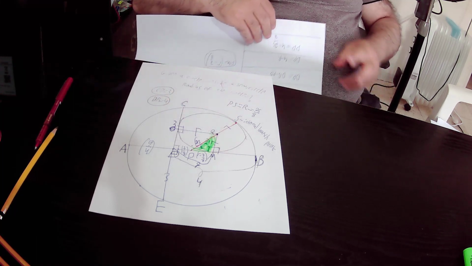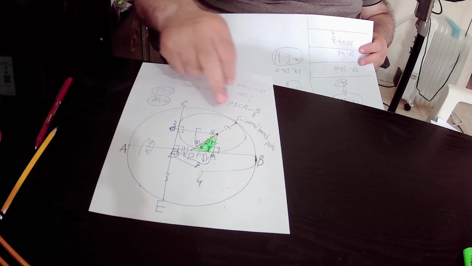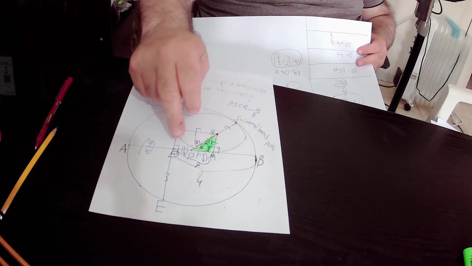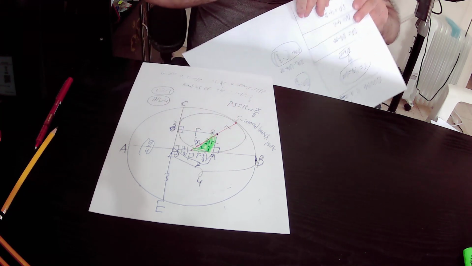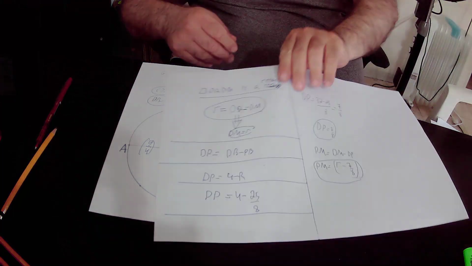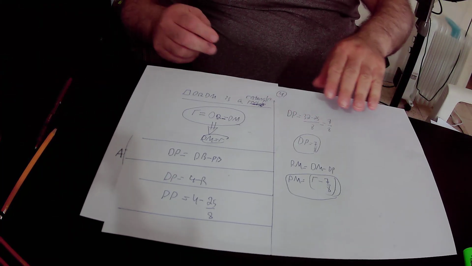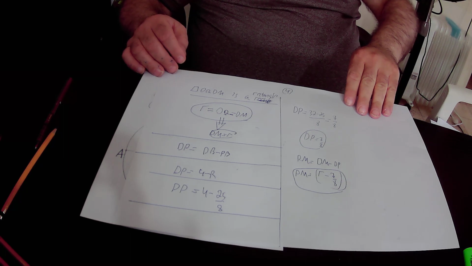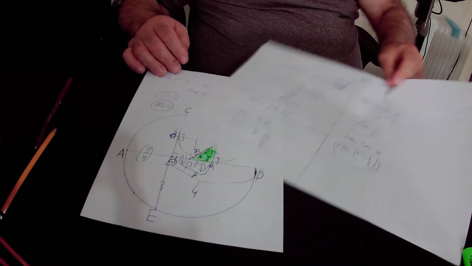So actually in quadrilateral OQDM we have 1, 2, 3 right angles. And the sum of 3 right angles is 90 times 3, that is 270 degrees.